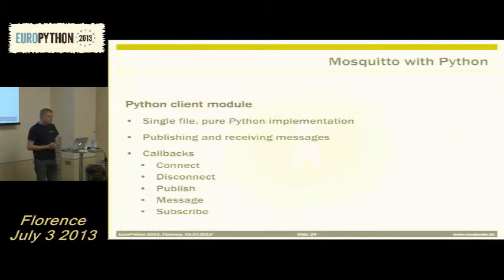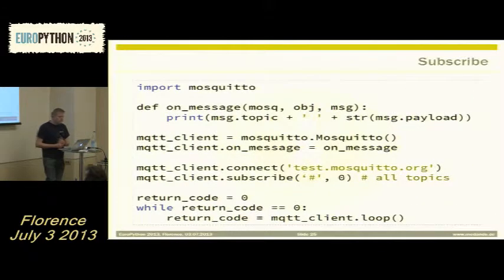But real programmers use Python, and so there's, of course, a Python interface for Mosquito. The Python client module, which comes with Mosquito, is a single file, a pure Python implementation of the MQTT protocol. It allows publishing and receiving of messages, and using it, you have to define callbacks to do things for receiving messages and so on. And I'll show you an example with Python code.